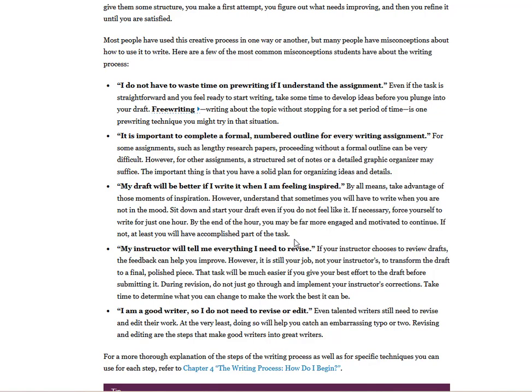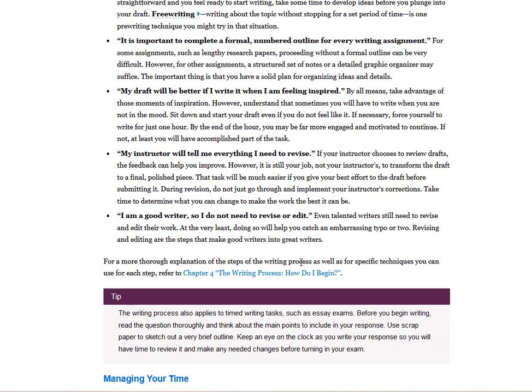And then after I wrote it, it felt like such a release. My instructor will tell me everything I need to revise. Not all teachers are like that, and it's not the teacher's job to revise the paper for you. That's your job. The teacher can only give you suggestions on what to do. So during revision, it's also your responsibility to make sure that your paper looks really good.